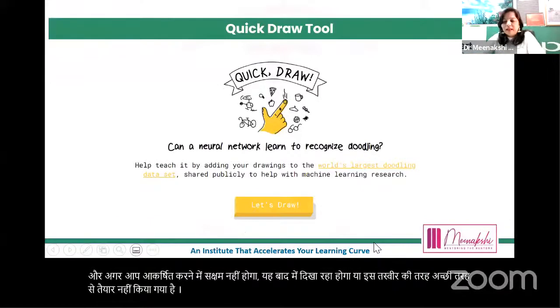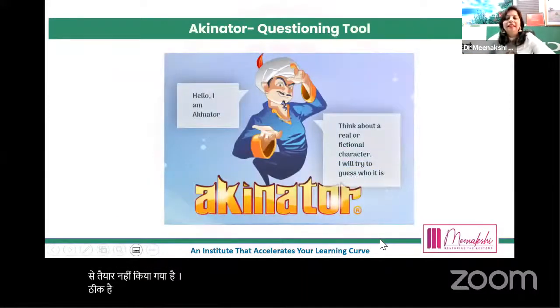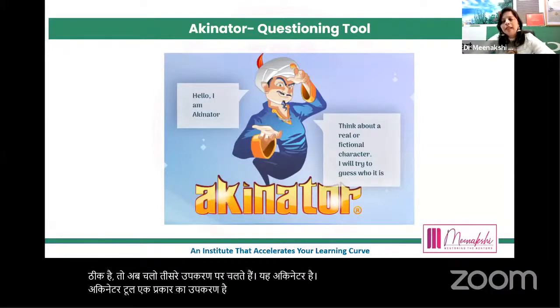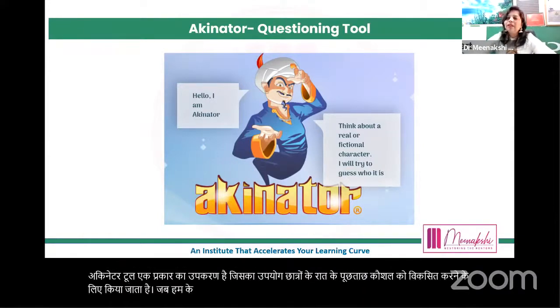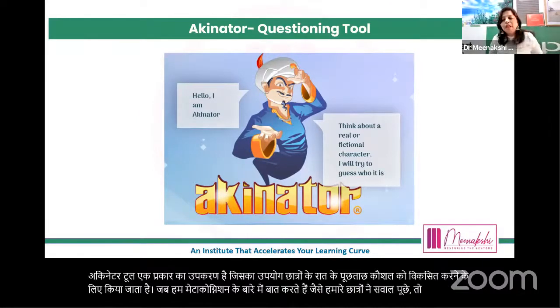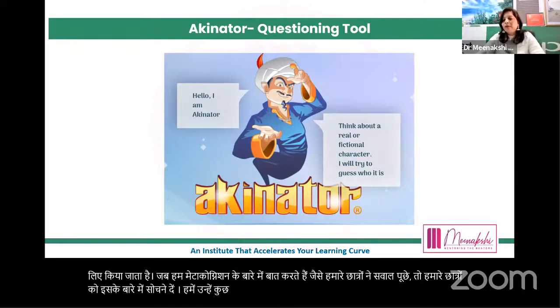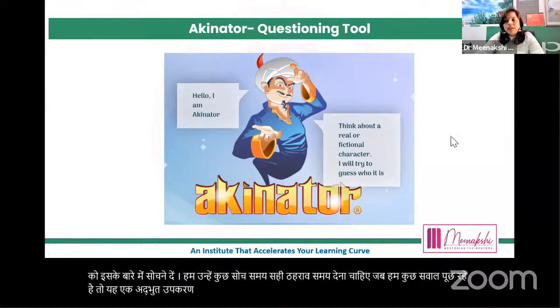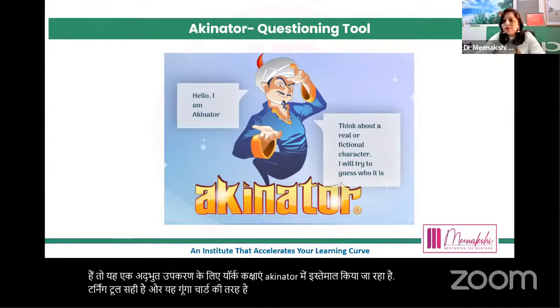Okay, so now let's move on to the third tool. This is Akinator. The Akinator tool is a kind of tool which is used to develop the questioning skills of the students, right? When we talk about metacognition, let our students ask questions, let our students think about it. We should give them some thinking time, right? Pause time should be given when we are asking some question. So this is a wonderful tool to be used in your classes. Akinator questioning tool, right? And this is like Dumb Charades. We used to play. Our children, they love to be a part of it.